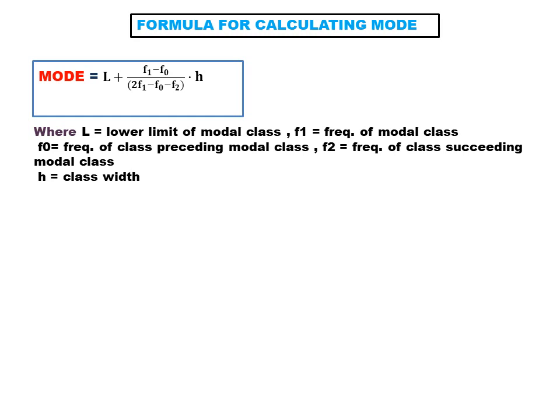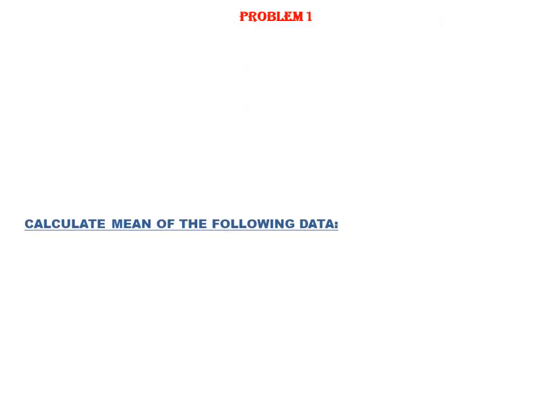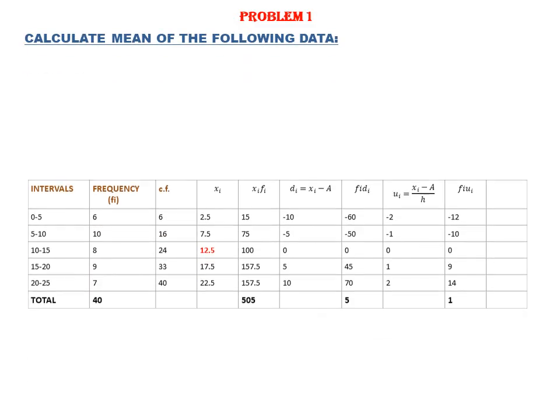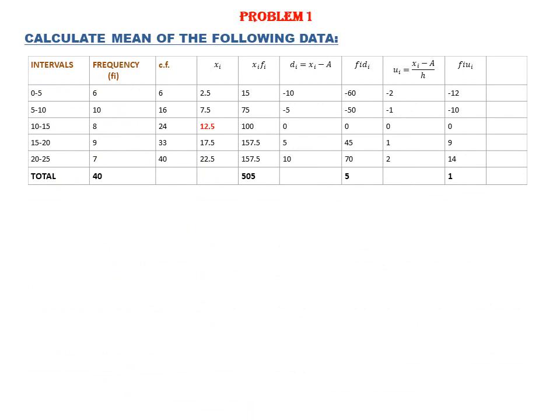f0 is the frequency of the class preceding the modal class, and f2 is the frequency of the class succeeding the modal class. Okay, and h is the class width as usual. Okay, so let's see the problem. The first problem is for calculating the mean of the following data. I have made the whole table for you. In the papers, you will be given just the first two columns, that is the intervals and the frequencies, and you have to do the calculations yourself.